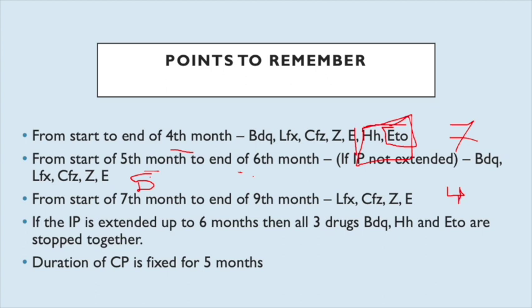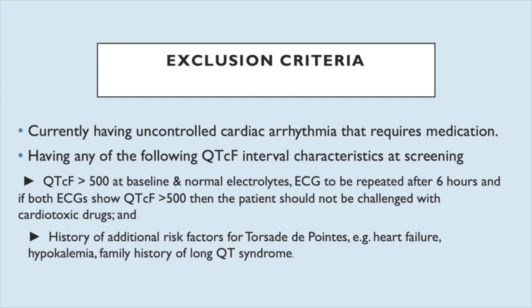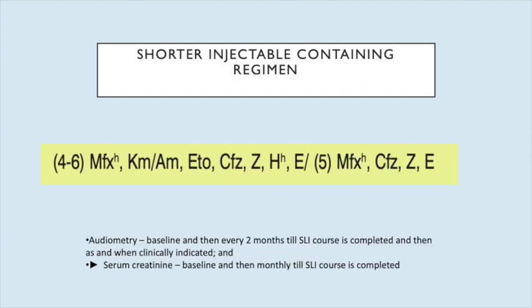If the IP is extended up to 6 months, then bedaquiline, high dose INH, ethionamide, all 3 are stopped together at the end, and the duration of CP will be 5 months. Exclusion criteria is, since it's bedaquiline, clofazimine, the patient should not have arrhythmias, should not have QTc interval issues at screening, or Torsades points, or heart failure, or electrolyte issues.